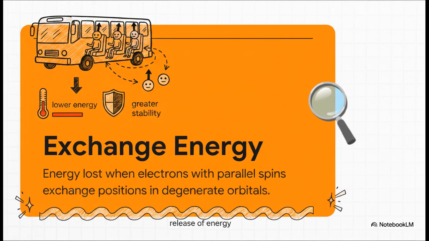So what is exchange energy? Think of degenerate orbitals like identical empty seats on a bus. Electrons prefer to sit alone with parallel spins first before pairing up. We all remember Hund's rule, right? Well, when they sit like this, they can seamlessly swap places. Every single time they swap, they release exchange energy. The more single occupants with parallel spins, the more swaps can happen, the more energy is lost.